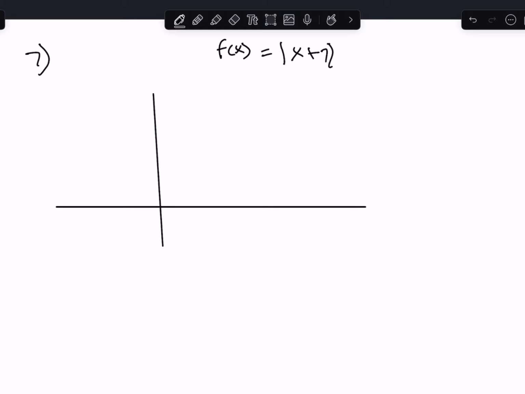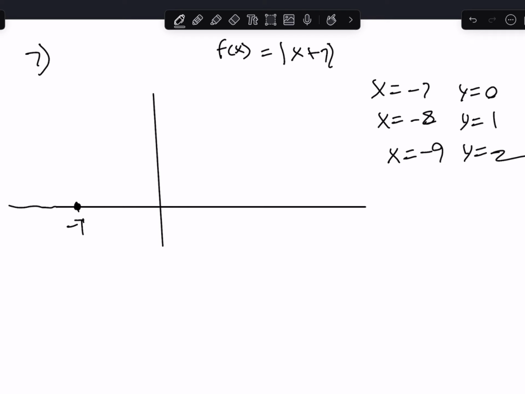Where I'm going to start is at negative 7. So we're going to make this point here, negative 7. When x equals negative 7, y equals 0. When x equals negative 8, y equals 1. When x equals negative 9, y equals 2. Let's draw these points right here. Right here, right here.